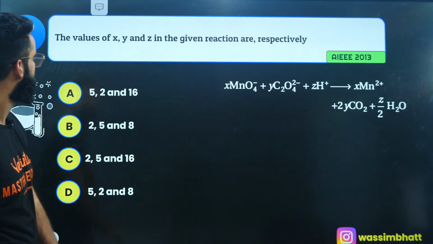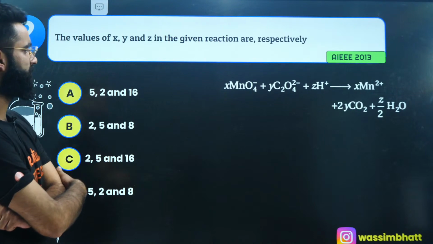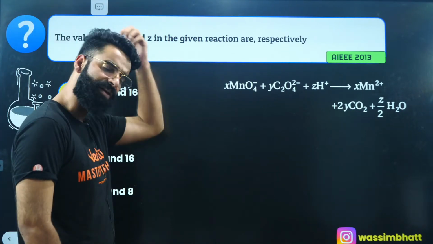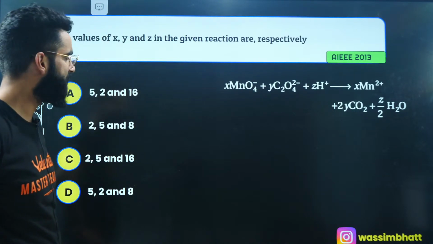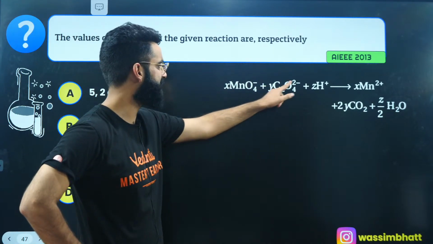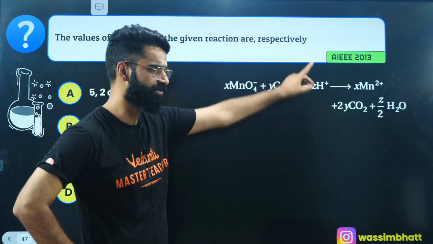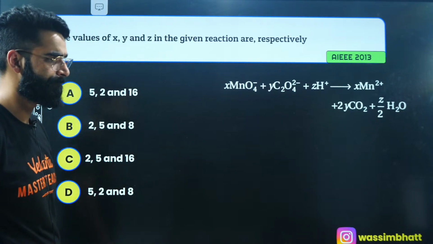Let's move on. The values of X, Y and Z are respectively. I think we solved the same question a few minutes back only, right? This was 2 times, this was 5 times, and this was 16 times. A few minutes back only we solved the same question, and the same question was repeated in AIEEE 2013.